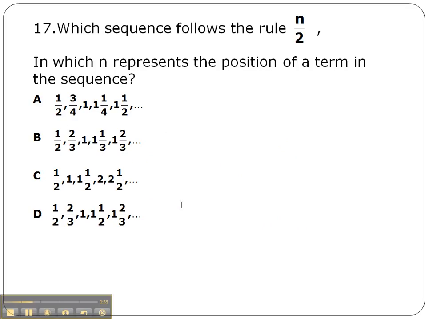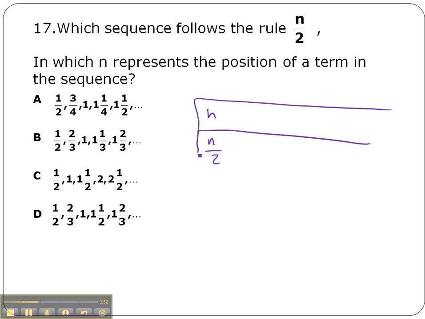Problem 17. Which sequence follows the rule n over 2 in which n represents the position of a term in the sequence? All that means is for any n, our term will be n over 2. So let's try different numbers for n, starting with 1. The first term in our sequence, n equals 1, will be 1 over 2. I'm just substituting 1 where the n is. N equals 1, so 1 over 2, 1/2.